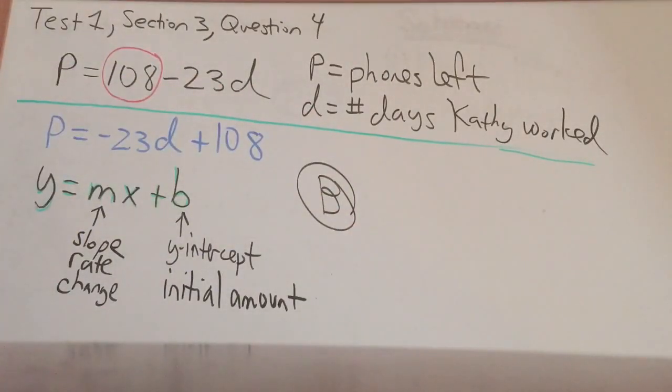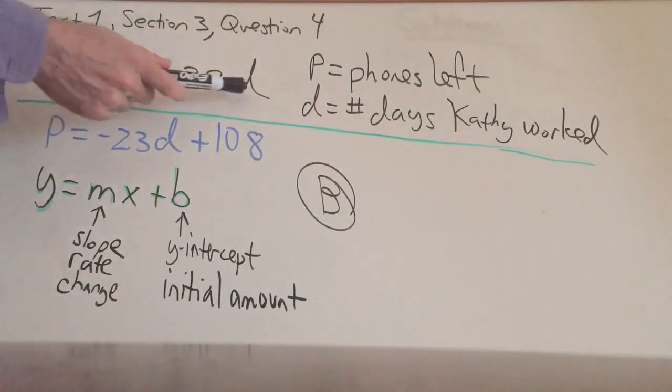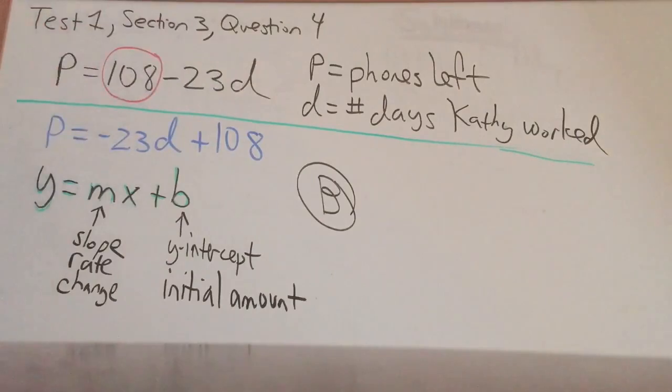Just to look at the other choices quickly, C says Kathy repairs phones at a rate of 108 per hour, and D says Kathy repairs phones at a rate of 108 per day. The word rate in C and D indicates that they want the slope, which is the number in front of the variable D. So C and D can be eliminated because that has to do with the number negative 23 and not the number 108.